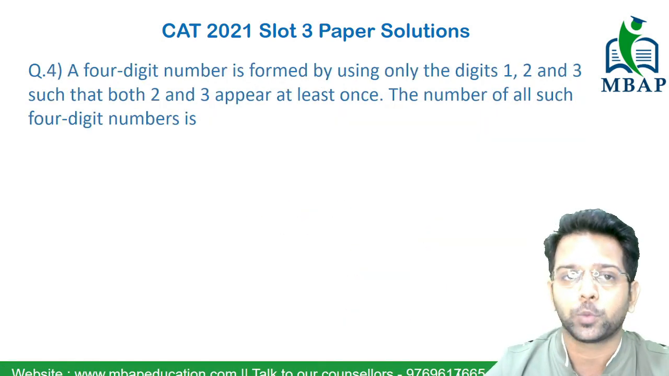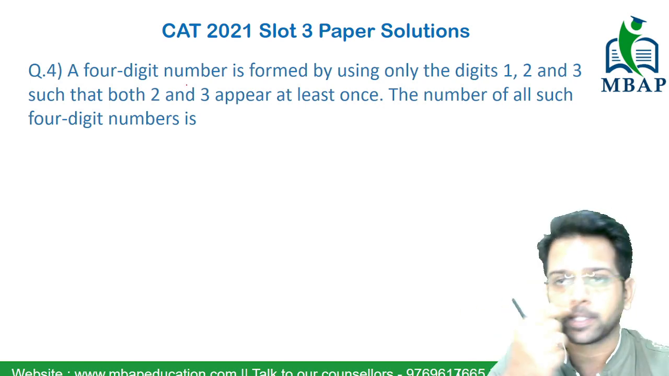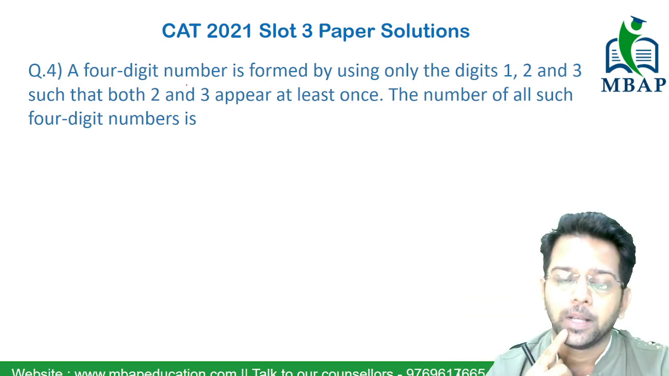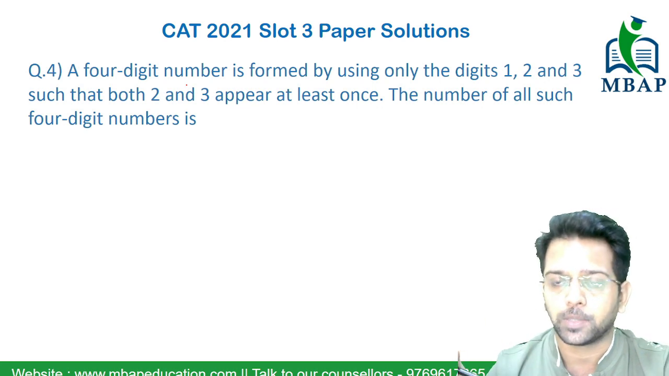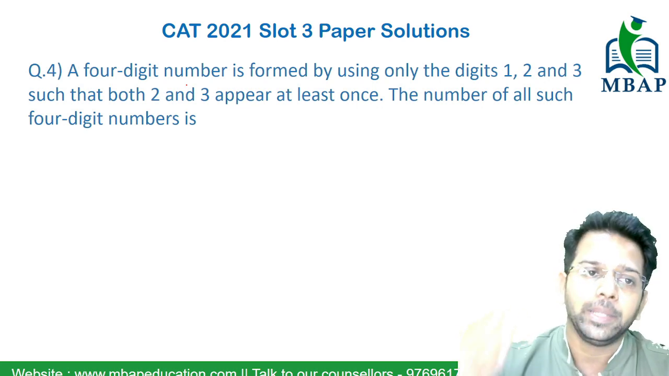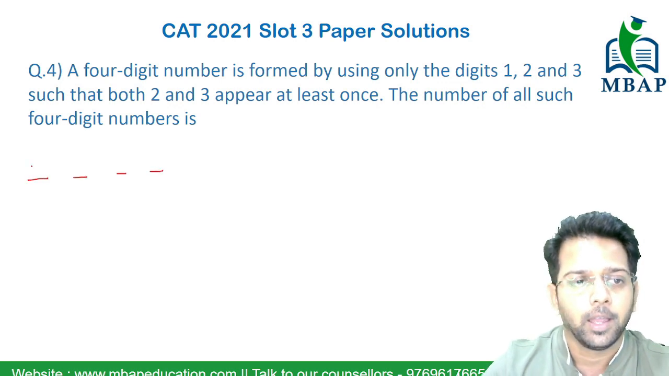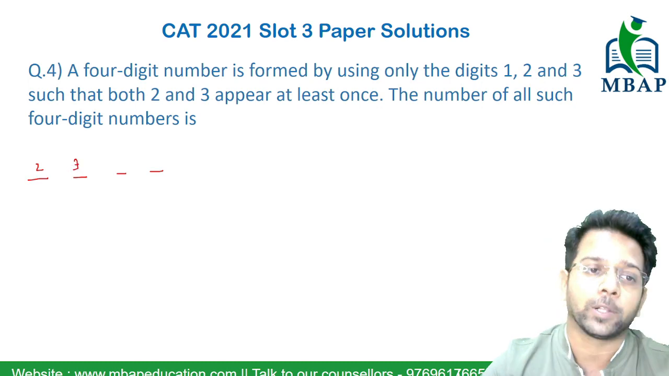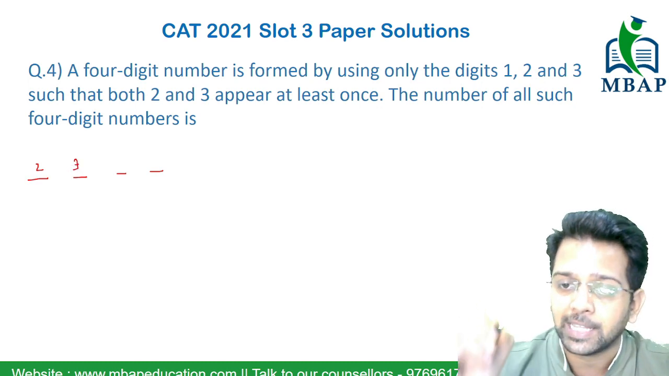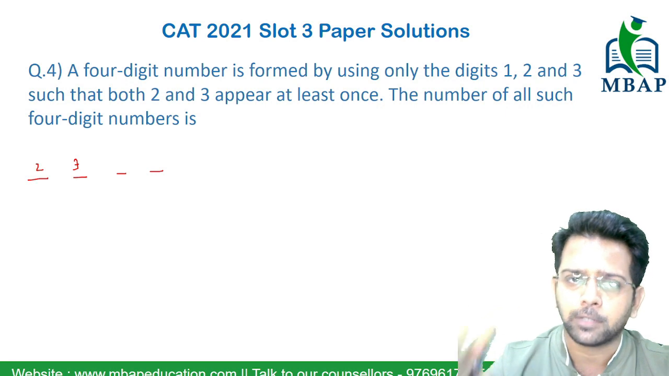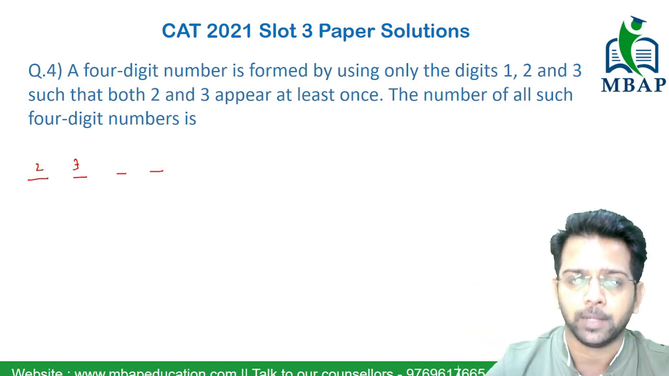Let's have a look at the next question. The question says, a 4-digit number is formed by using the digits 1, 2 and 3 such that 2 and 3 appear at least once. The question is, how many such numbers are possible which are 4-digit? So they are saying it is a 4-digit number and 2 and 3 are already there. I'm not fixing the thousands and the hundreds place, but one among these 4 places will be 2 and another will be 3.